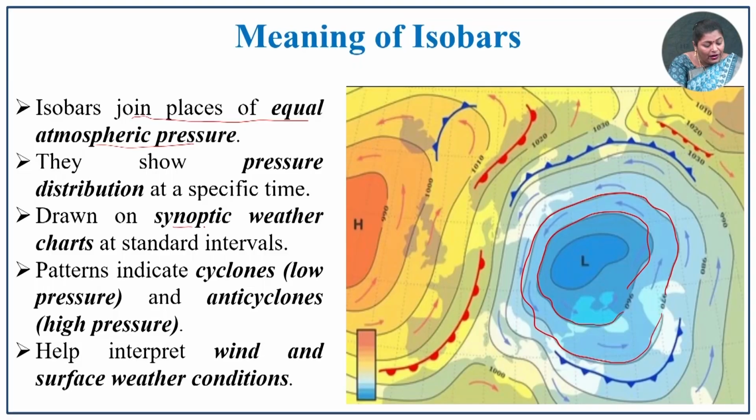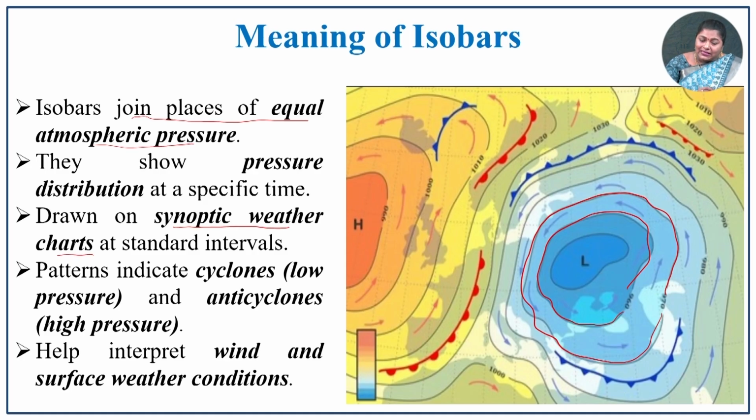We have a synoptic weather chart. In that chart you can come across isobar lines in any place or region, and you can see the air pressure distribution. You can also see the standard intervals, how far apart they are. Here there is a wide interval, and here there is a smaller interval.